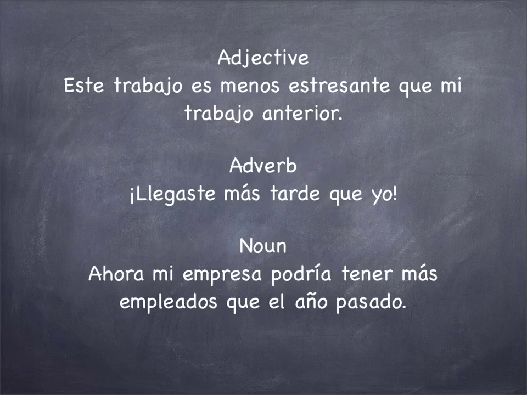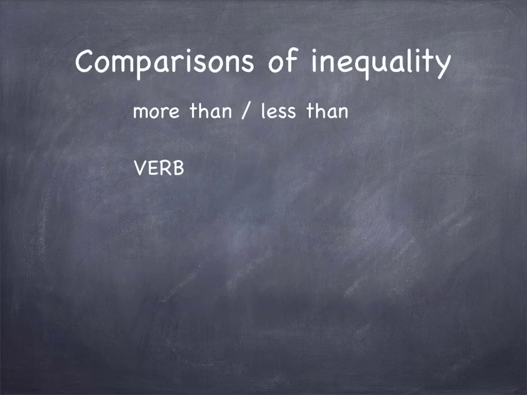And now with a noun. So, ahora mi empresa podría tener más empleados que el año pasado. Now my company could have more employees than last year. So we have the word más, the noun, which is empleados, followed by que. So let's continue with our comparisons of inequality.